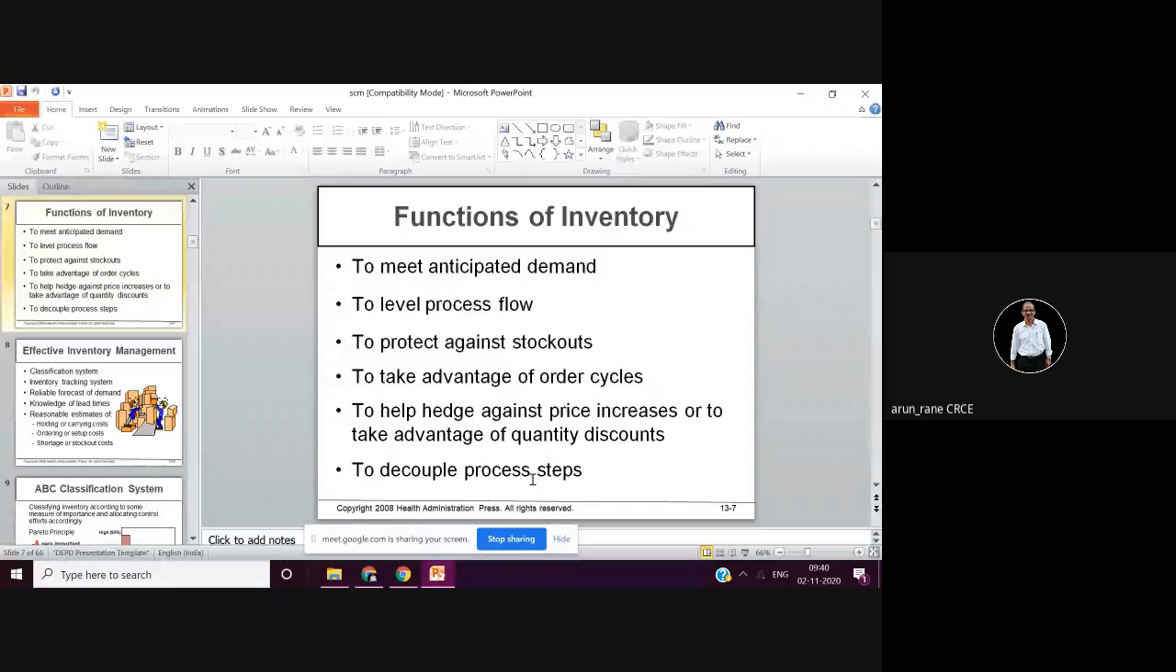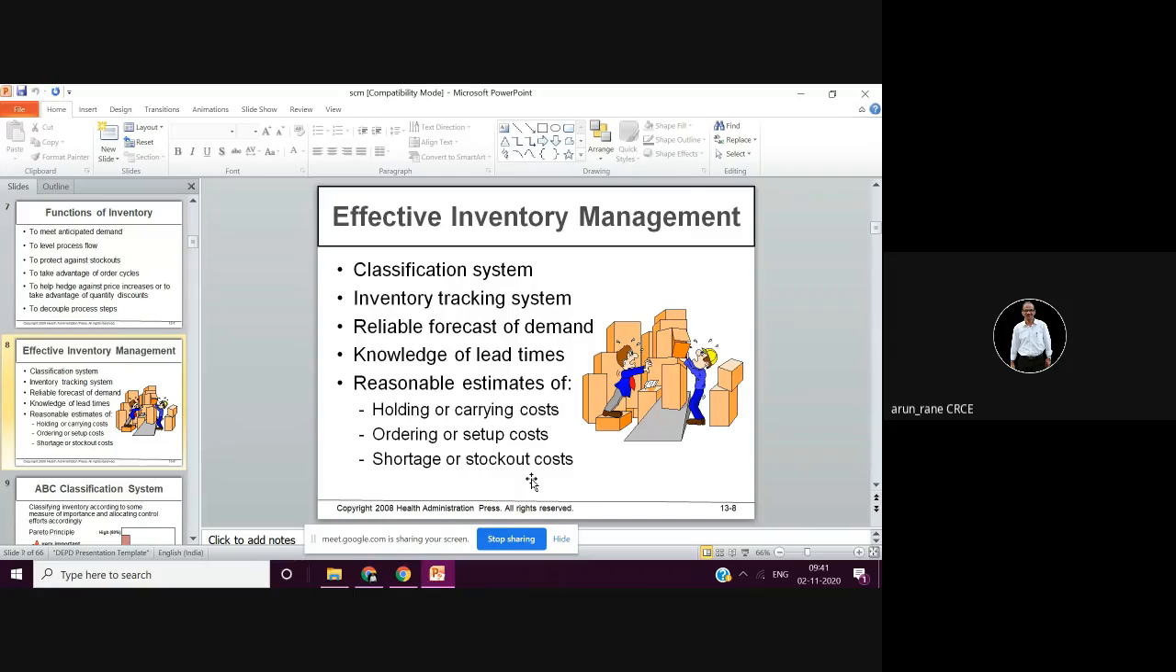A lot of repetition will be there because these chapters are linked: MRP, inventory management, supply chain management have many things in common. So, functions of inventory and how to manage inventory. You have various systems to manage it: classification system, inventory tracking. You get holding or carrying cost, you have to consider ordering or setup cost, and the shortage or stock-out cost, etc.